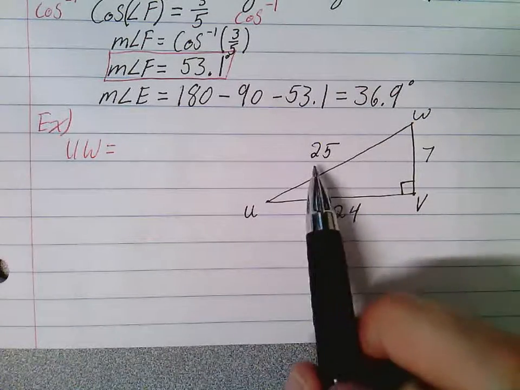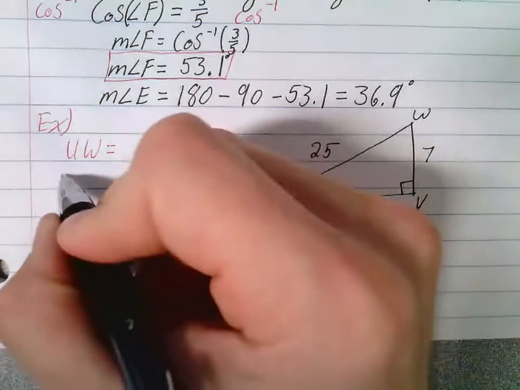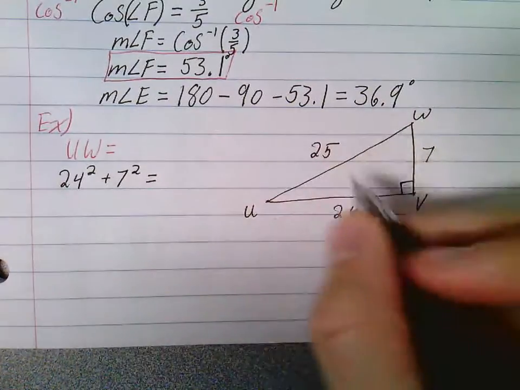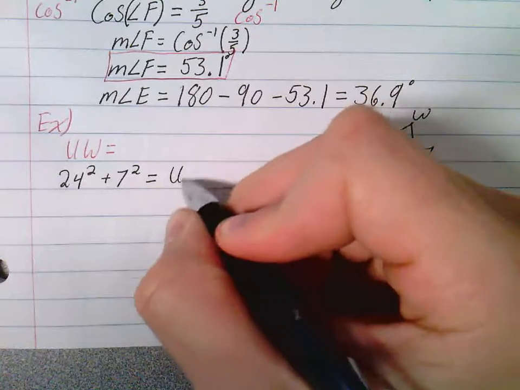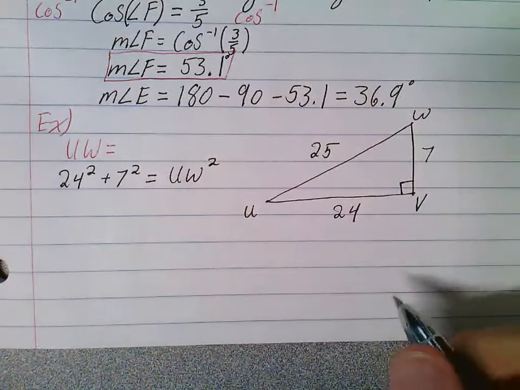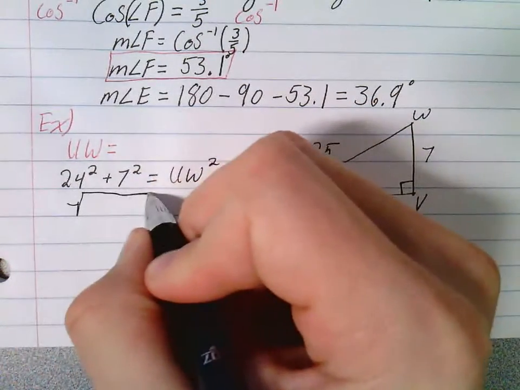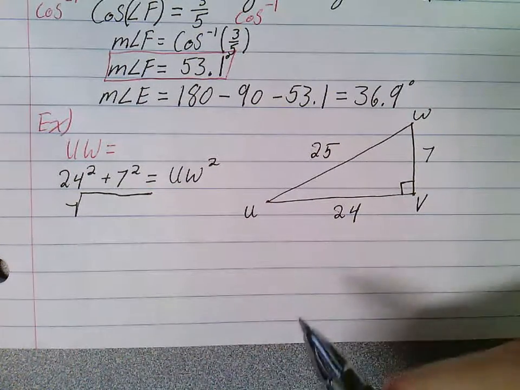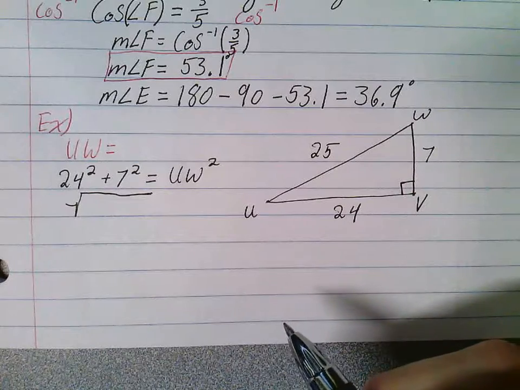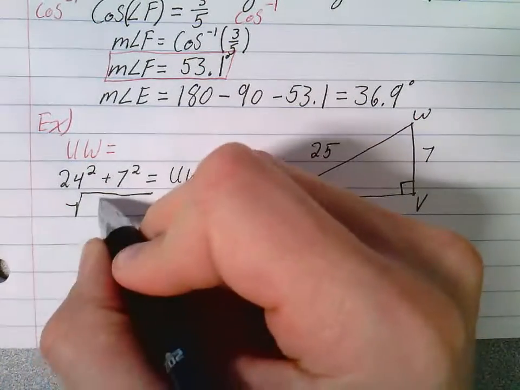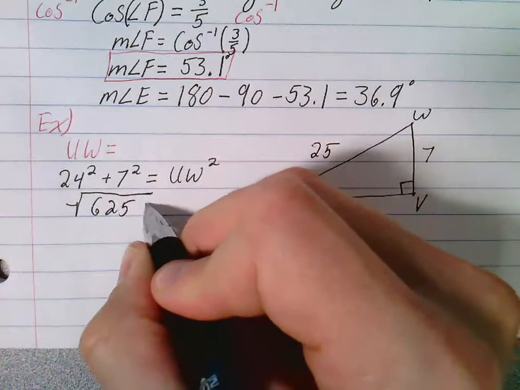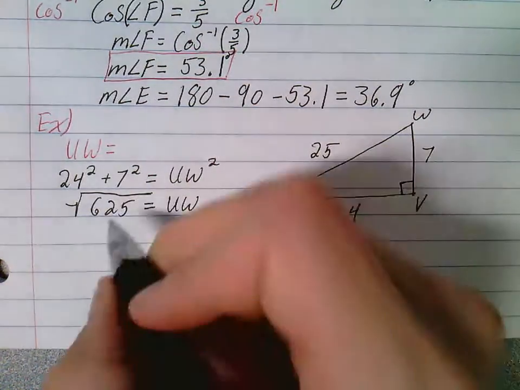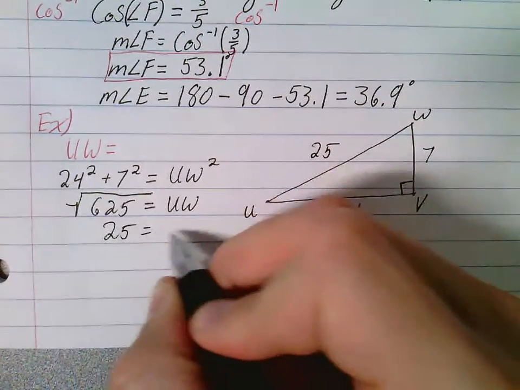Okay, looks like we're going to get 25 here, because if I take 24 squared plus 7 squared and make that equal to this side squared, you can call it UW squared, I'm just going to take the square root of whatever this is. And the square root of 625, which means we do get 25 for our side length.